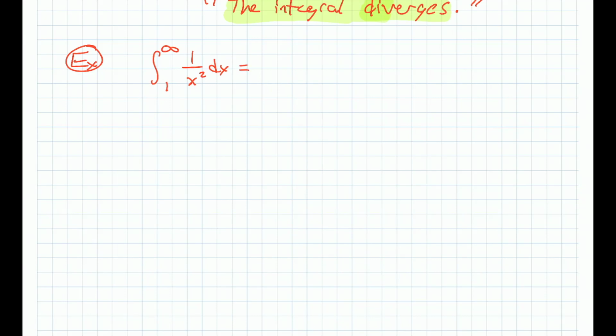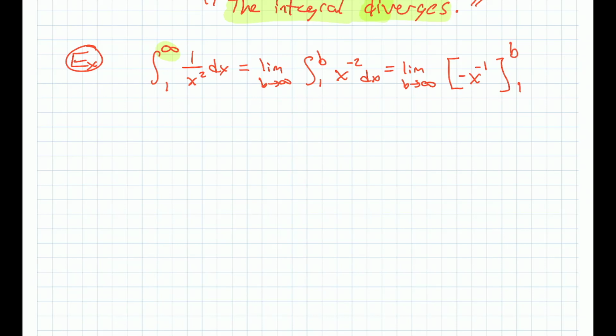You see the infinity, that's wrong. You've got to fix it. So limit as b goes to infinity, 1 to b. I'm going to rewrite that 1 over x squared as x to the negative 2 because I know that's the easiest way to integrate it. Then you have the limit as b goes to infinity of the antiderivative. The antiderivative of x to the negative 2 is negative x to the negative 1. Add 1 to the power, divide by the power, from 1 to b.